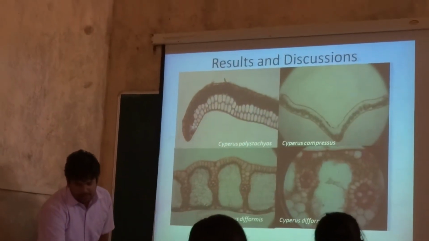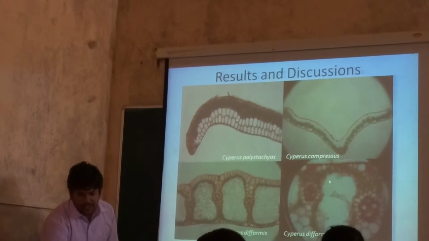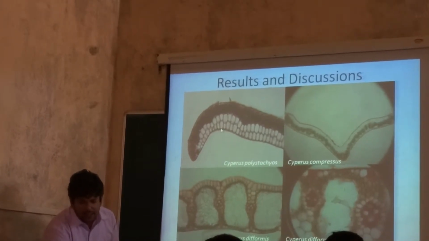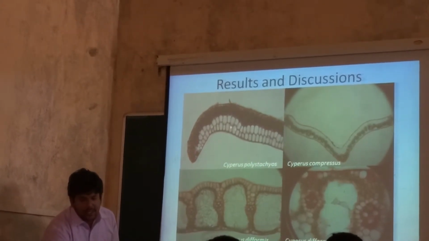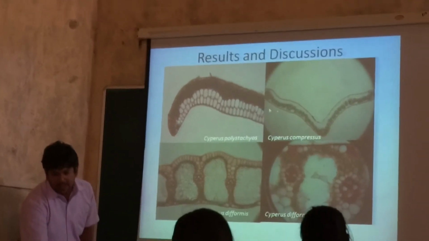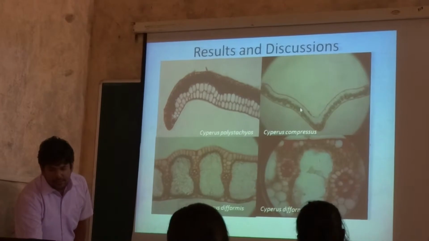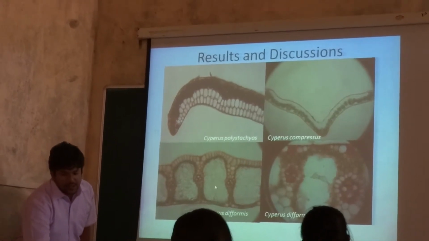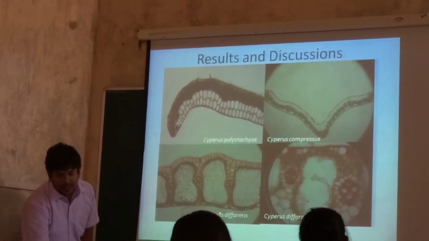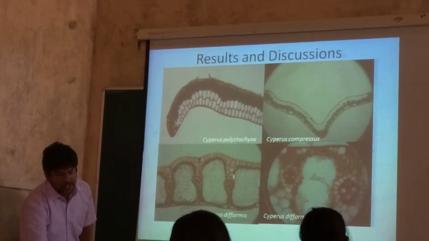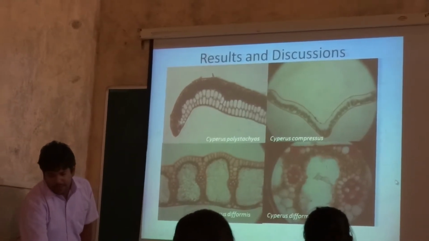Coming to some different anatomical structures, here the epidermal layers were two-layered, whereas in Cyperus compressus it is single-layered. Then there were huge air spaces found in Cyperus deformis. This is the leaf section and this is the culm, so it was found in both.